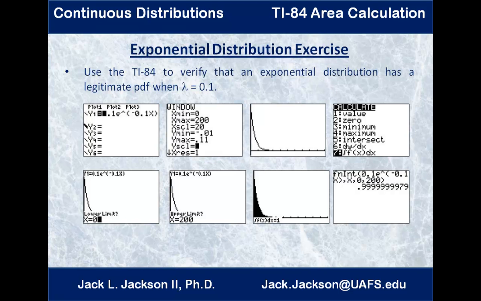I could also try this directly on the home screen. Function integrate, type in our formula, 0.1 e to the power negative 0.1x, close parentheses, comma x, comma 0, comma 200, close parentheses, and it comes out just shy of 1 there. So maybe I should have gone just a little further than 200, and this would have come out to be exactly 1. Well, to the limits of the calculator.